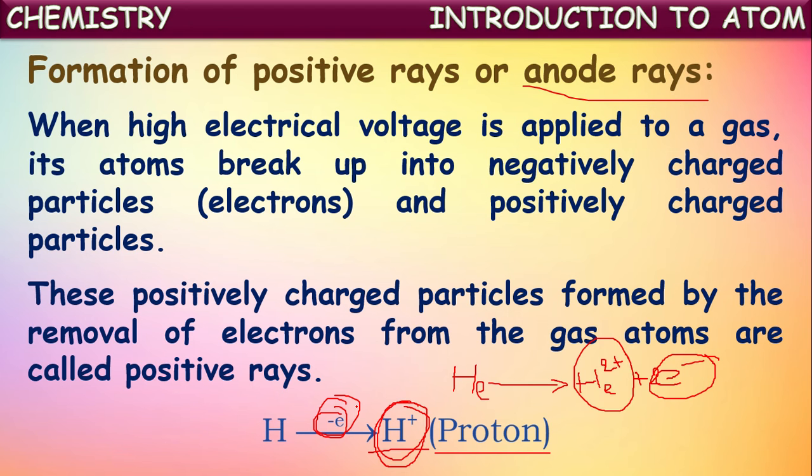We cannot say all the positive rays are protons because they might be composed of many particles. The smallest particle out of all these positive rays is called proton, which is produced from hydrogen atoms. Remember this difference.